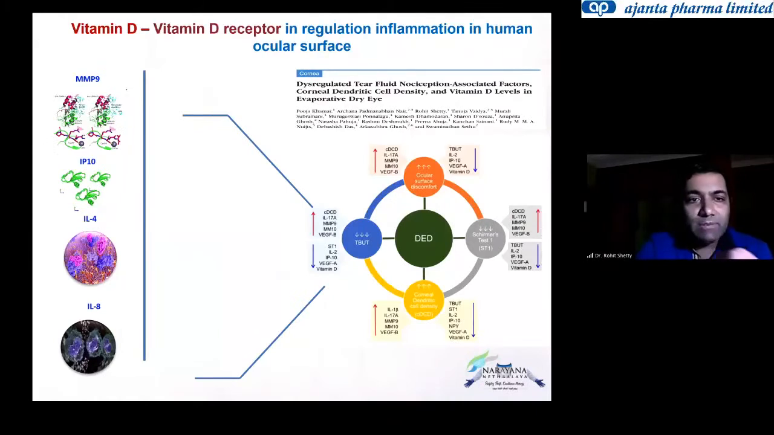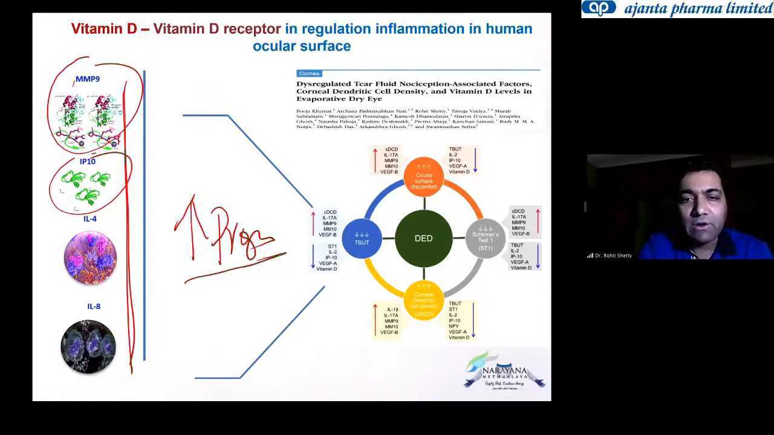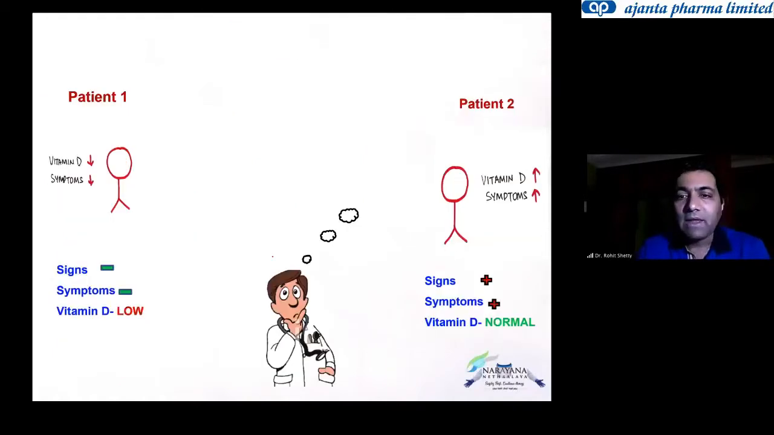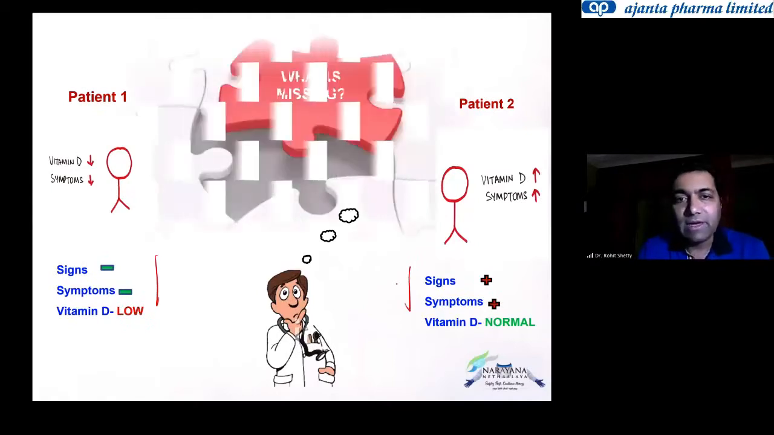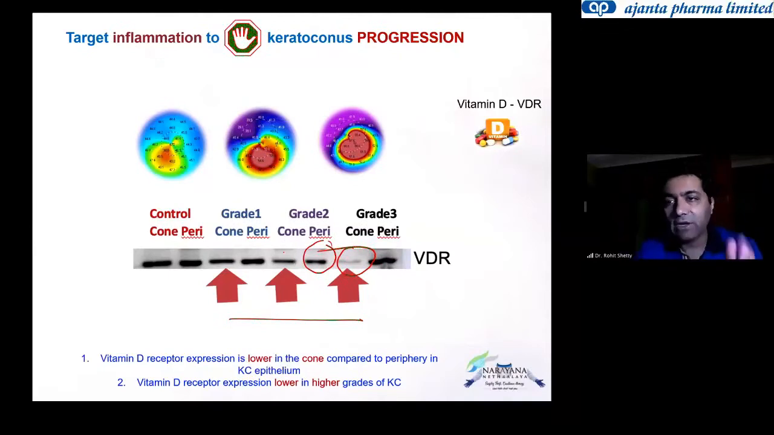And this is what happens: it again has this bunch of molecules, the MMPs, IL-10s, and all these molecules, which can also cross-influence the progression of keratoconus. So it also depends on your vitamin D receptors. It's not just the vitamin D in your blood. This shows that the vitamin D receptors are lower in keratoconus, which means that you need vitamin D for stability and halting the progression of keratoconus.